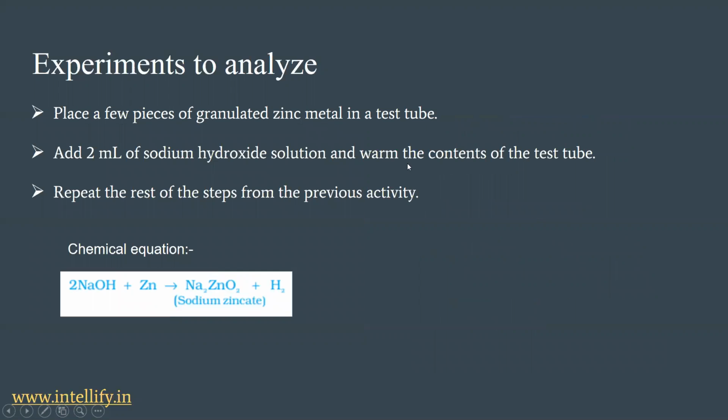What happens in the case of bases, for example sodium hydroxide? Tell me. Place a few pieces of granulated zinc metal in a test tube. Add 2 ml of sodium hydroxide solution and warm the contents of the test tube. Do the same steps as in the previous activity: take the hydrogen gas into soap solution so that it generates bubbles.